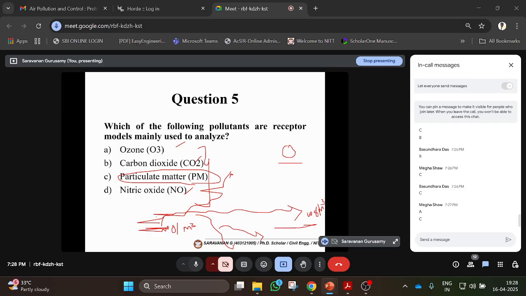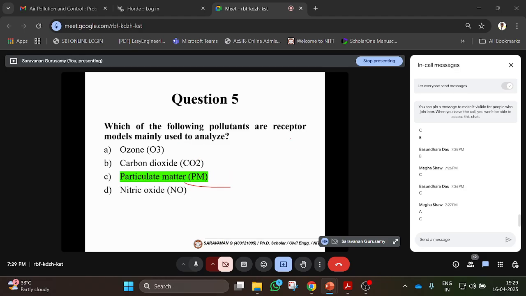But if you take ozone, if 100 microgram is released here and I am getting 10 here, 90 will get chemically reacted on the way. But particulate matter will not be chemically reactive. So for a receptor model, I can choose particulate matter as a good pollutant.